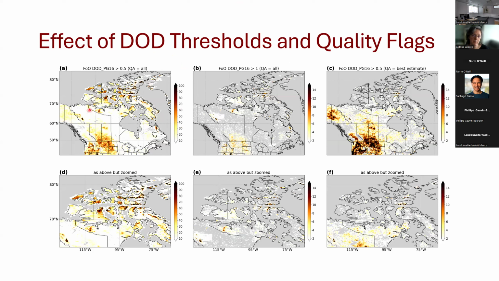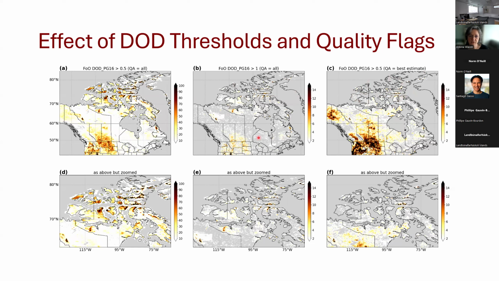So this is the same thing as I just showed, just zoomed in. Each of these bottom panels are zoom-ins. So this is DoD greater than half, frequency of occurrence, all quality flags. And if you go for best estimate, you literally decimate your data set from about 100 events to about 14 events, although some dust emitting places remain out there.